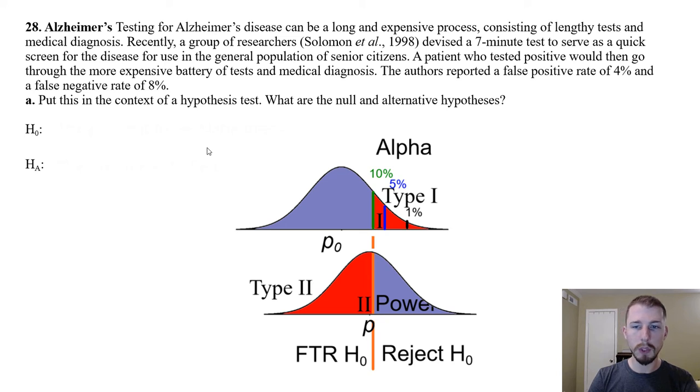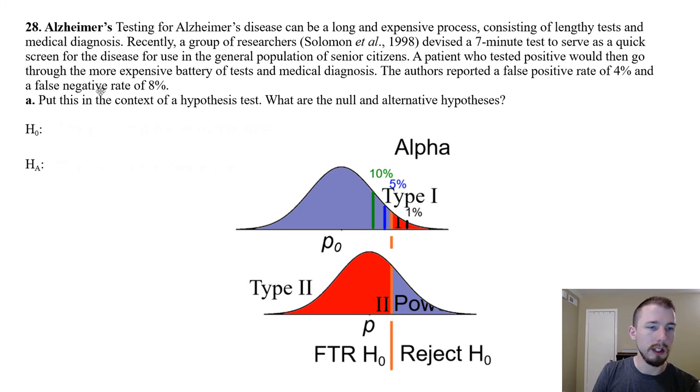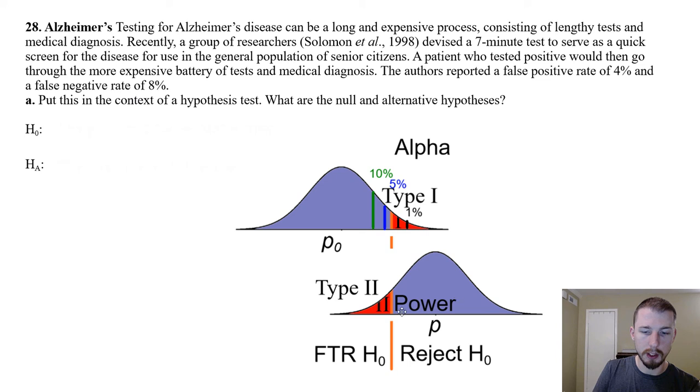So more powerful tests are more accurately able to correctly diagnose whether or not they have Alzheimer's. So it has less type 1 and less type 2 error. A patient who tested positive would then go through a more expensive battery of tests for medical diagnosis. The authors reported a false positive rate of 4%, so that's the alpha level, and a false negative rate of only 8%. So the distribution would look like this, which is kind of cool.